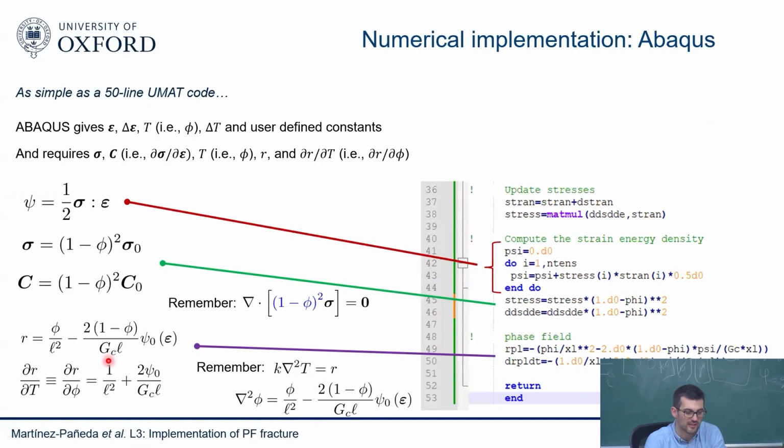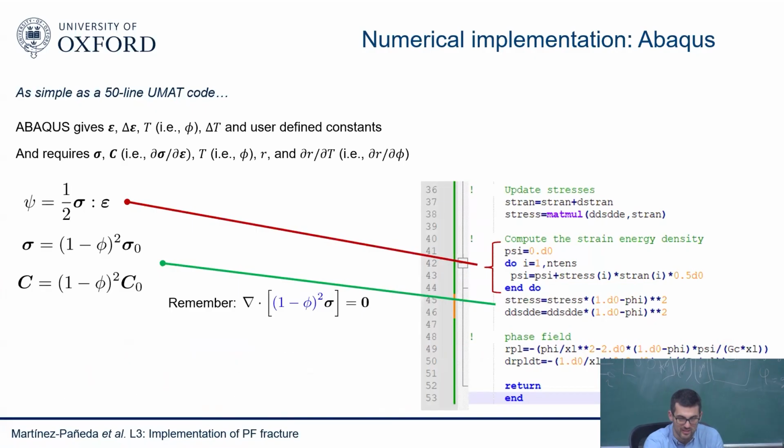And R is basically this. So I have this line that says R is phi divided by L squared, minus 2 (1 minus phi) divided by GC times psi, multiplied by C. And then the derivative will be 1 divided by L to the power of 2 plus 2 multiplied by psi divided by GC by L. That's all I need to do. So it's very, very straightforward. And the code is there. You can just use it as you wish.